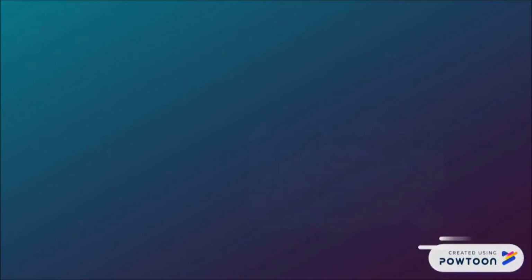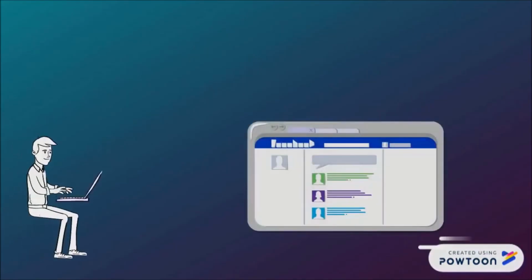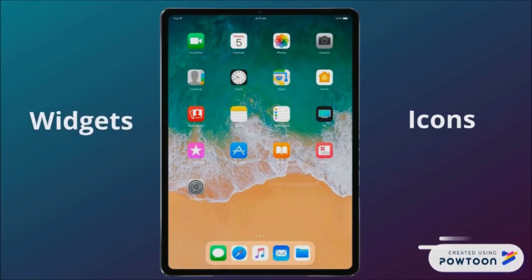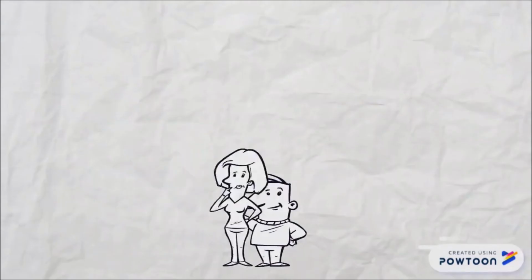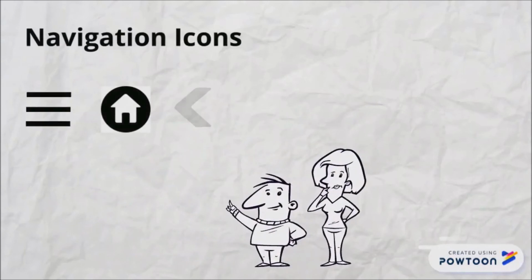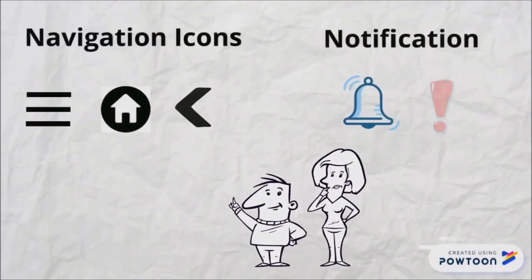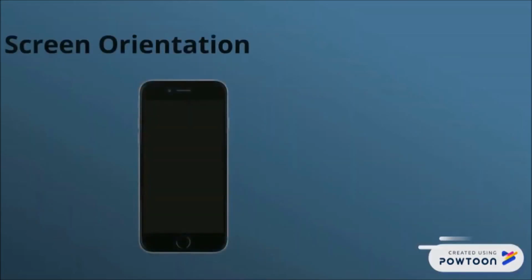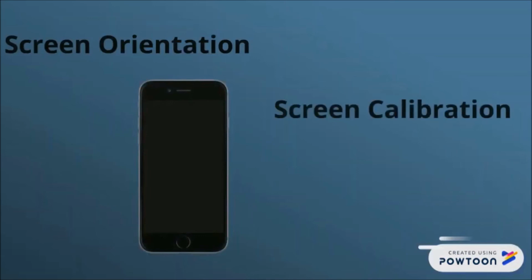Much like desktops and laptops, mobile devices organize icons and widgets on multiple screens for easy access. Examples of these are the navigation icons, notification system icons, and others. Options such as screen orientation, screen calibration, and GPS can also be seen in these devices.